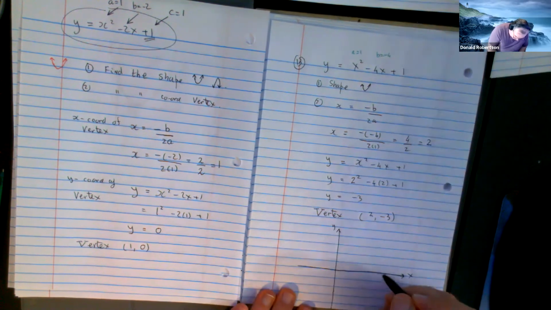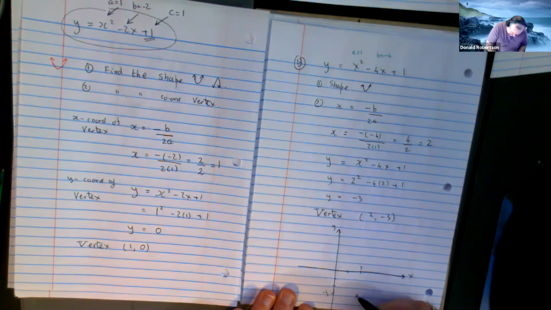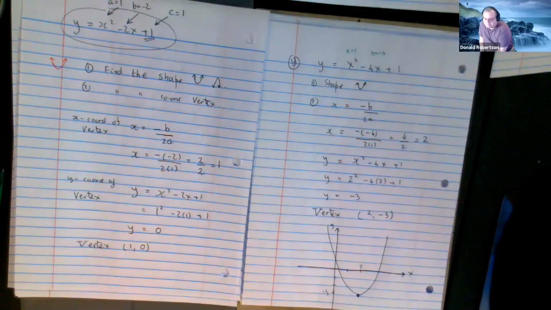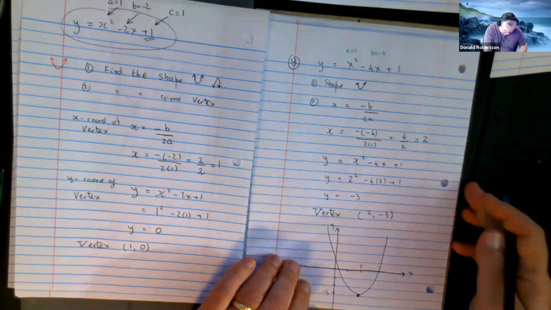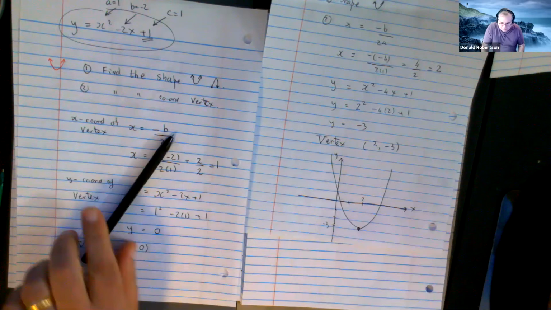And so plot a vertex at 2, -3, which is about here, and happy face it. So that's my guy. Let's look at what the choices are.